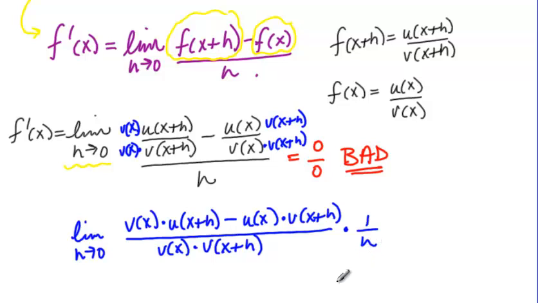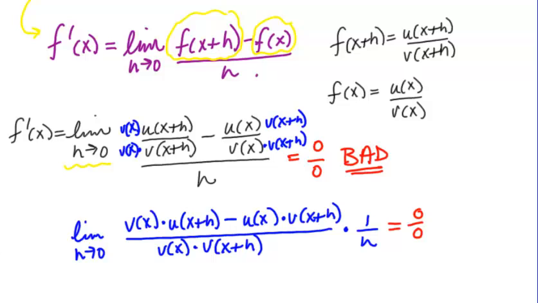So if h goes to 0, the entire denominator is going to turn into 0 because we have to multiply by 0 here. And in the numerator, if h went to 0, this would turn into u of x. So I'd have v of x times u of x minus u of x times, and this would turn into v of x, and that would give me 0 over 0 again. All right, so here's where a little trick comes in.